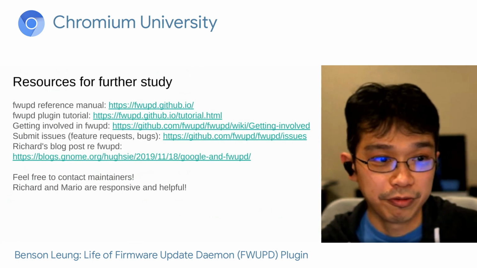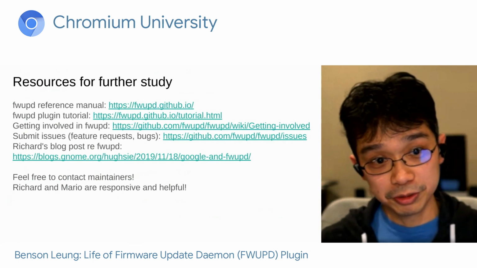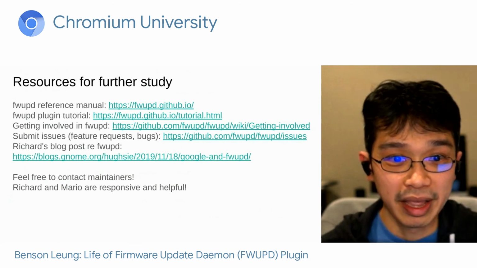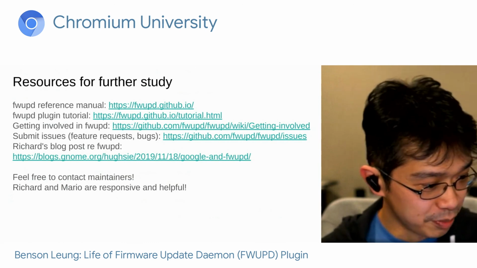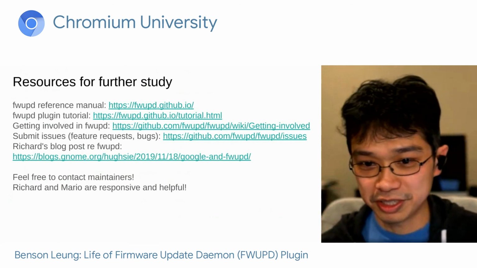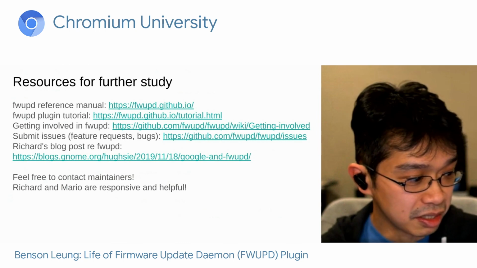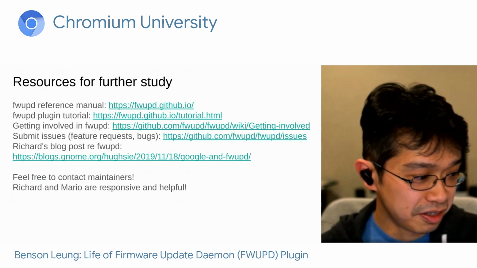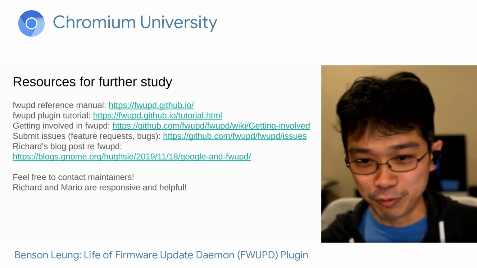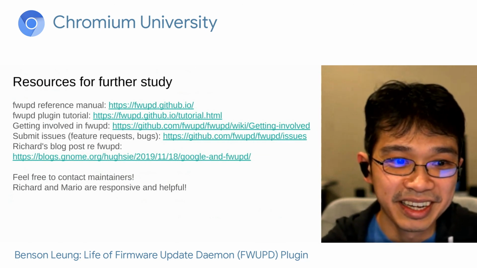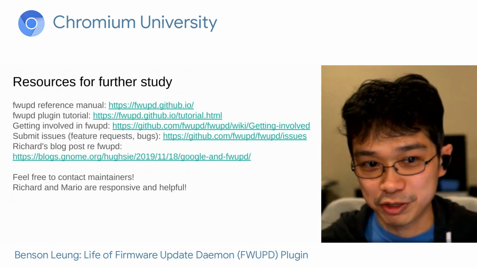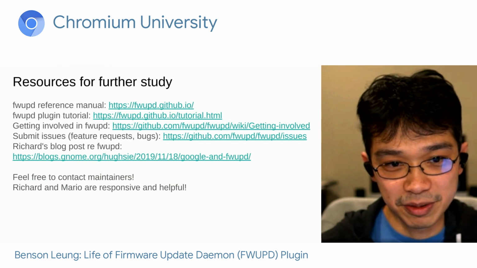So for further resources, I encourage you to go to Fwupd's project page on GitHub and all the great documentation they have there. They have a reference manual, they have a plugin tutorial, which this presentation is based on. They have an issue system where you can request features or file bugs. I really hope to see folks who have seen this talk give a try at contributing to the Fwupd project.